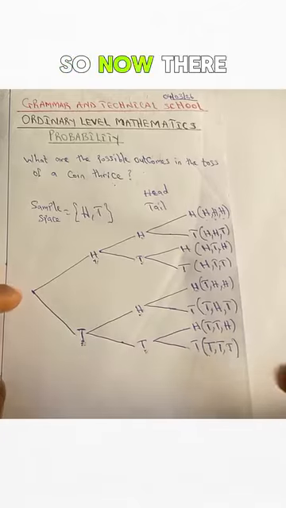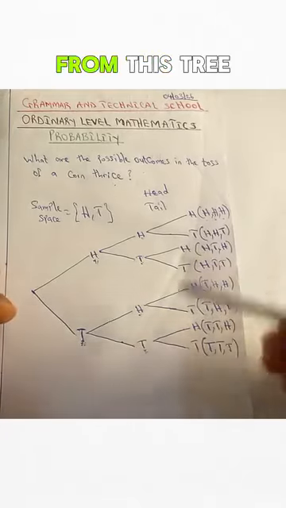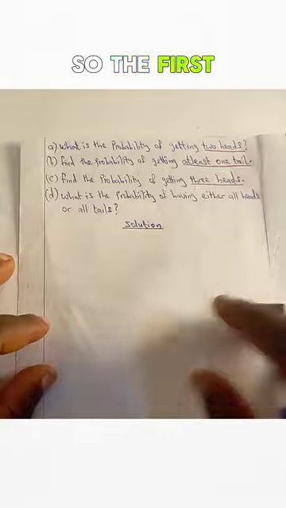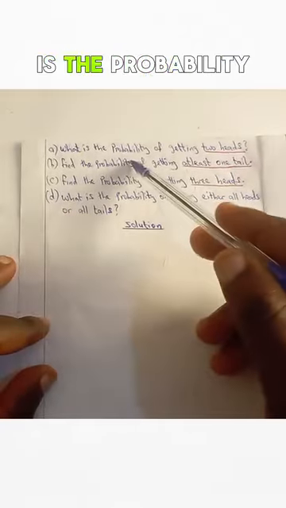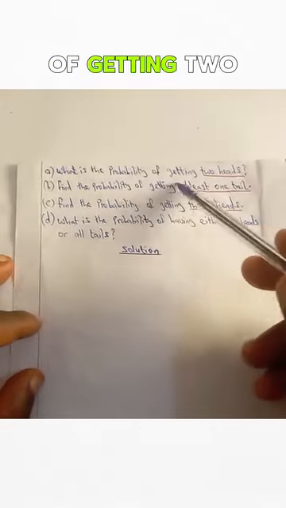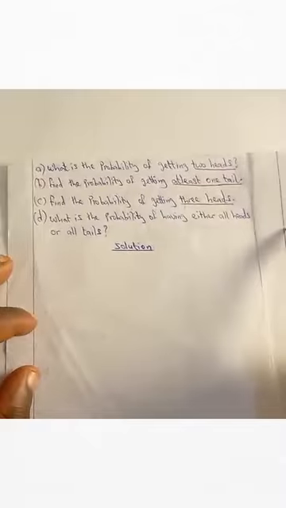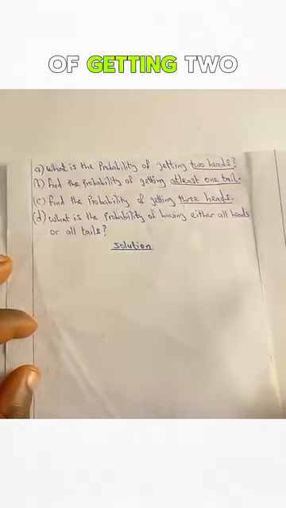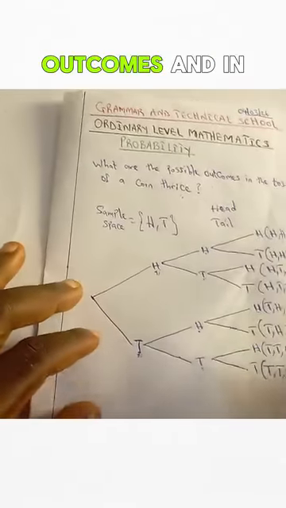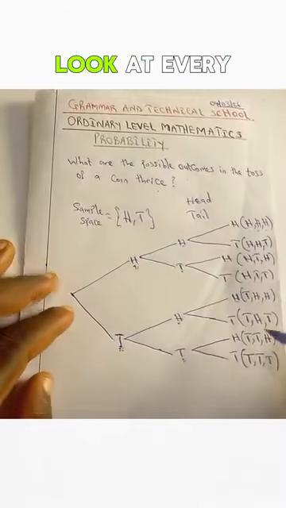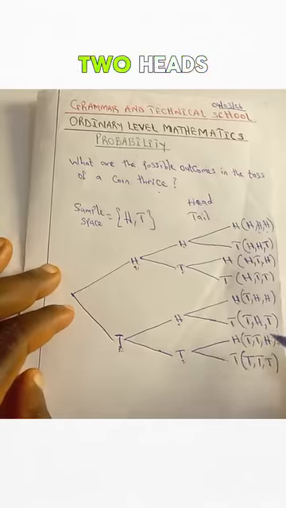So now there are some questions that came from this tree diagram, and very quickly, we will dive into them. The first question says, what is the probability of getting 2 heads? So we will go to our possible outcomes, and we will look at every event that gave us 2 heads.